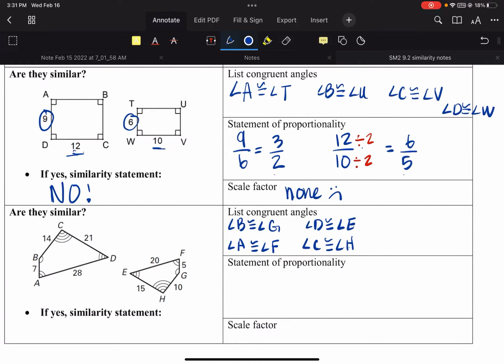Also, I've got to backtrack. That is not a pentagon. That is a quadrilateral. 4 sides, 4 angles. Sorry about that.